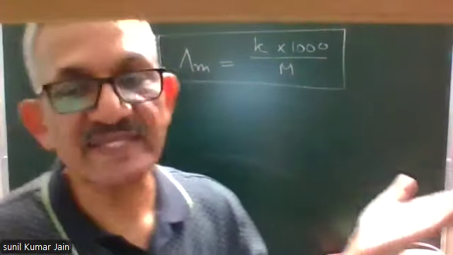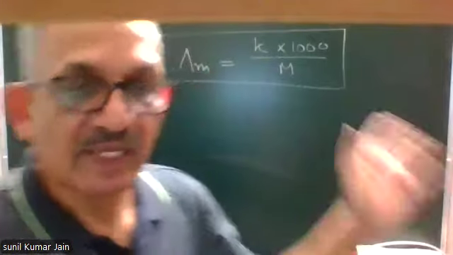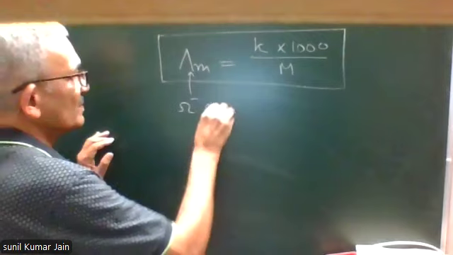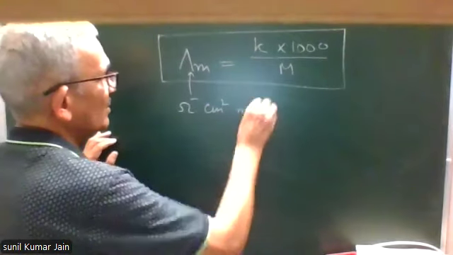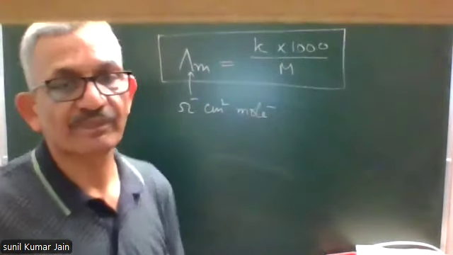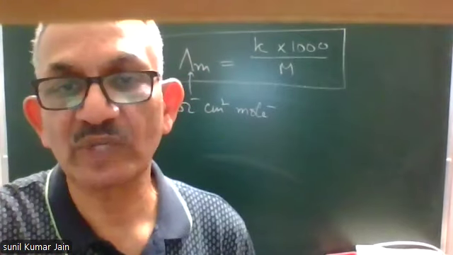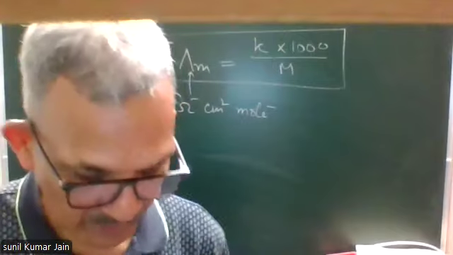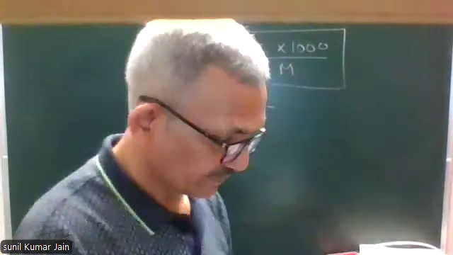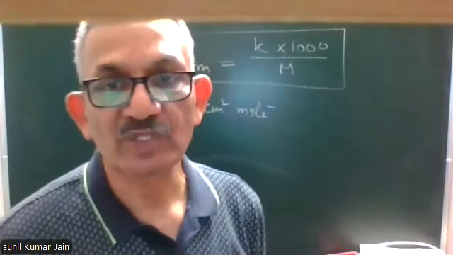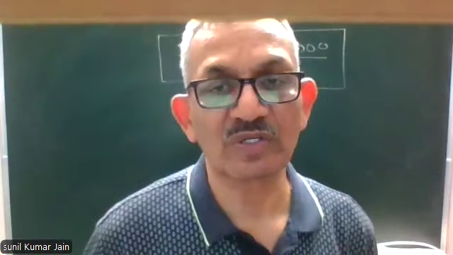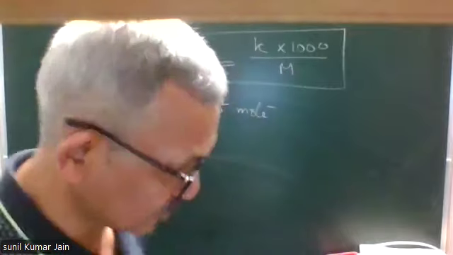You already know kappa is 1 by R into L by A. Units of lambda m will be ohm inverse, centimeter square, mole inverse. I'm sharing one numerical on this equation. Check your WhatsApp message. In the video description box, you'll find it as in text numerical number 2.